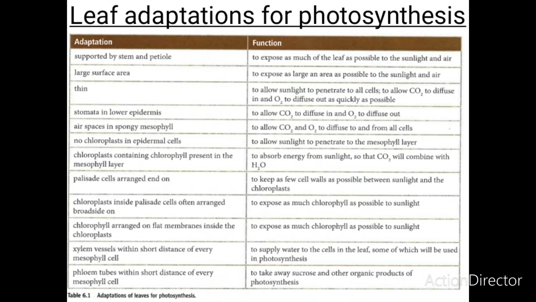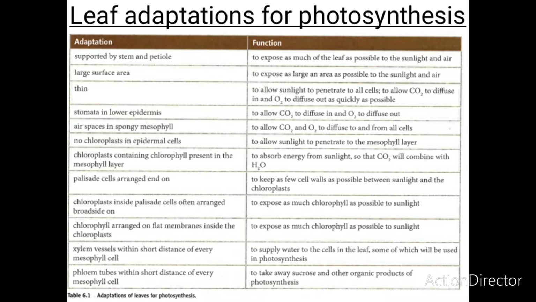So the leaves are supported by the stem and a petiole to expose as much of the leaf as possible to the sunlight and air. They also have a large surface area to expose as large an area as possible to the sunlight and air. They are also thin to allow sunlight to penetrate all the cells, to allow carbon dioxide to diffuse in and oxygen to diffuse out as quickly as possible.